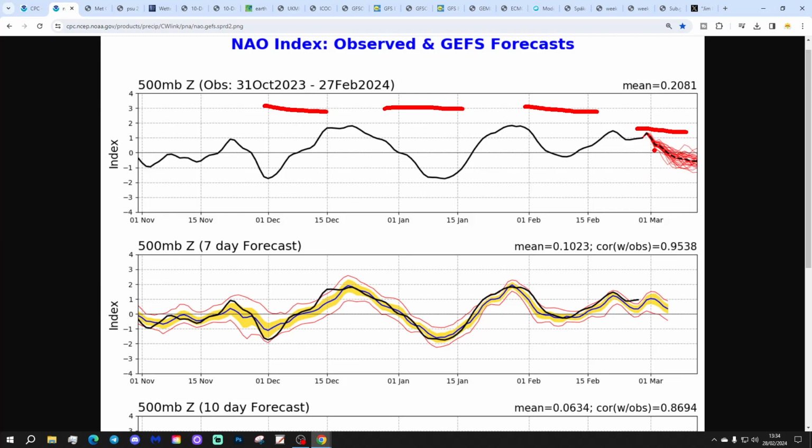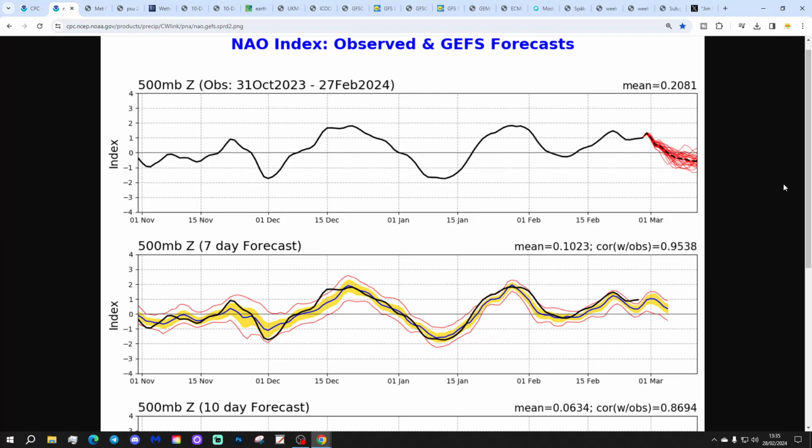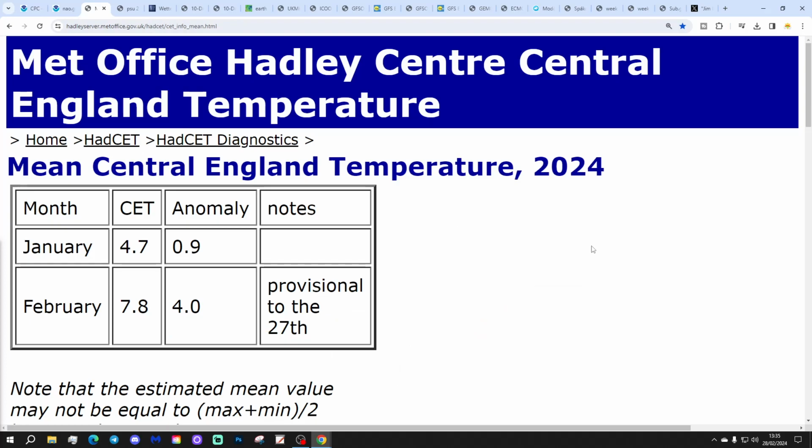The NAO is also on the move though, dipping down into negative territory if the GFS ensembles are correct, moving through March. So this could be a signal for colder weather into March, with the AO and also the NAO both seemingly heading off into negative territory. That could be the signal for some colder conditions through the first half of March, or certainly by the middle of March anyway. I will keep you posted on that.